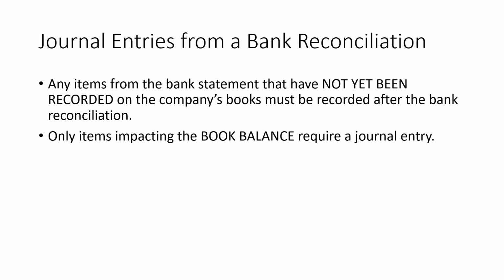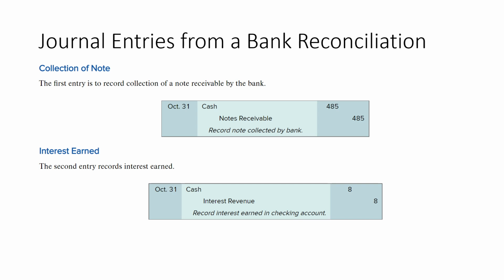All right, the next thing we need to discuss are the journal entries to actually record the increases and decreases that haven't yet been entered in the books. So any journal entries you do will only be for items that impact the book balance. So these items will be the additions or subtractions that are already recorded on the bank statement, but have not yet been recorded on the books. So these are journal entries essentially that you would make.